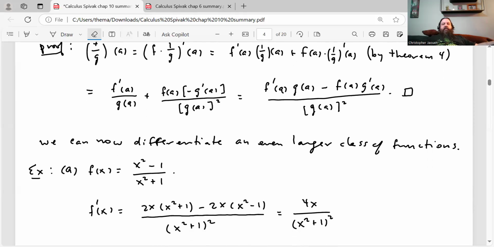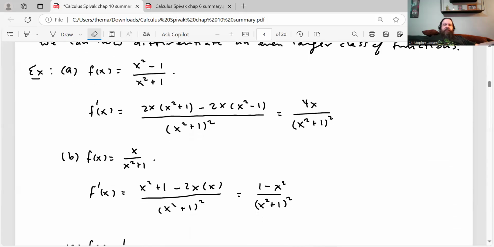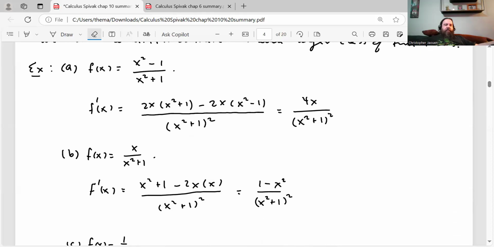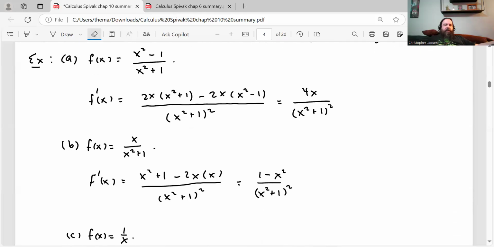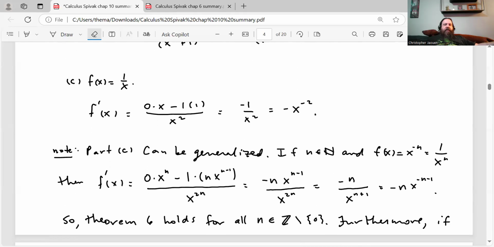Okay, we can now differentiate an even larger class of functions, and Spivak goes through some examples here. I won't do this in detail because we're going to do a lot of problems from the exercise set, but you could see here and get some practice with these functions if you haven't seen the quotient rule before.